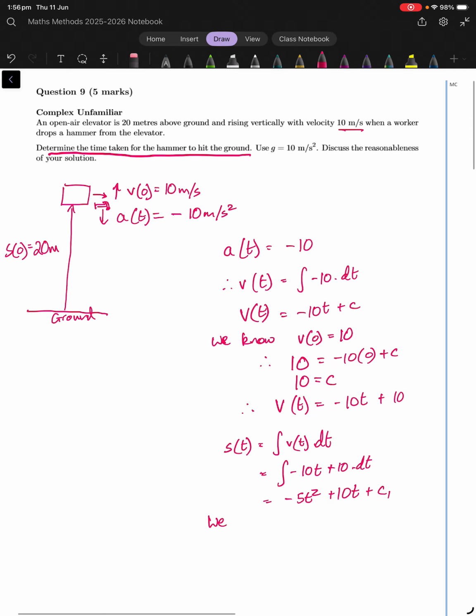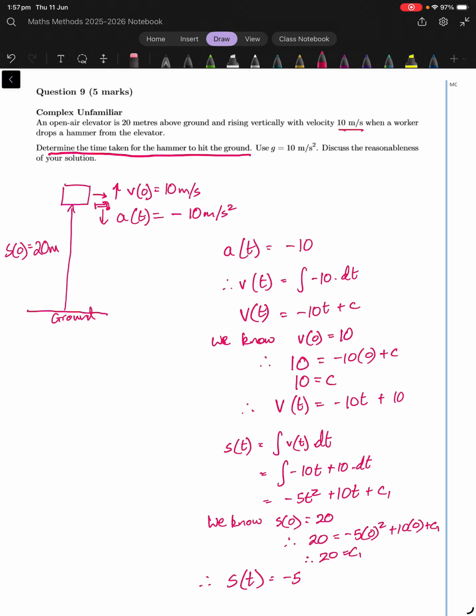And we know that at the start, when the hammer was dropped, when the time was 0, it was 20 metres above the ground. And so when I substitute in 20 for the displacement and 0 for t, I get C1 equals 20. So my displacement equation is S of t equals negative 5t squared plus 10t plus 20.